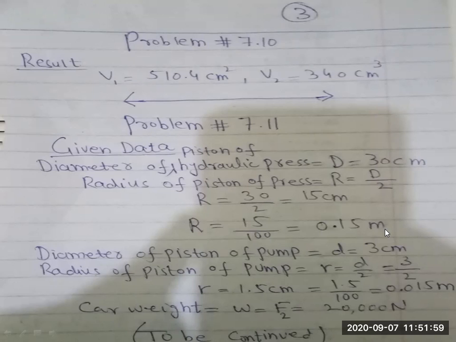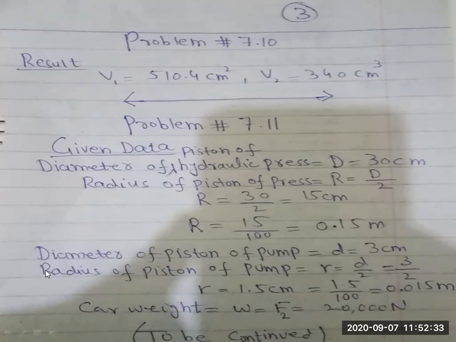I told you when we studied the hydraulic press, there are two pistons involved. One, I found the radius of the hydraulic press piston, which is 0.15 meter. Now I'm moving towards the piston of the pump. The diameter of the piston of the pump is also given to me. It is the smaller piston, that's why I represent its diameter with small d, which is 3 centimeters.